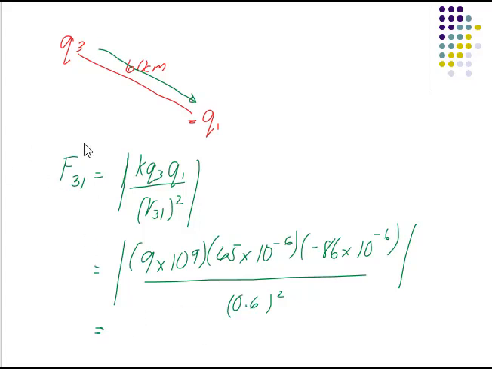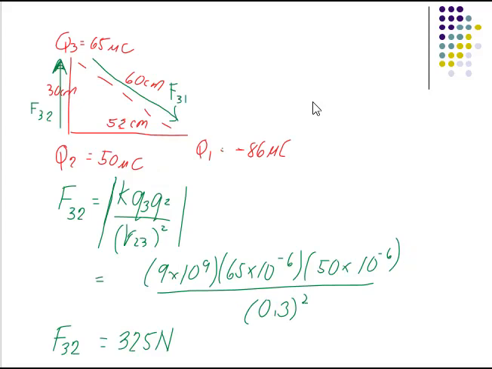Okay, so solving for that, 9 times 10 to the 9 times 65 times 10 to negative 6 times negative 86 times 10 to negative 6 divided by 0.6 squared, then we get the absolute value, which becomes 139.75. But we haven't resolved this one yet to its x and y components. So let's take a look at the x and y components.